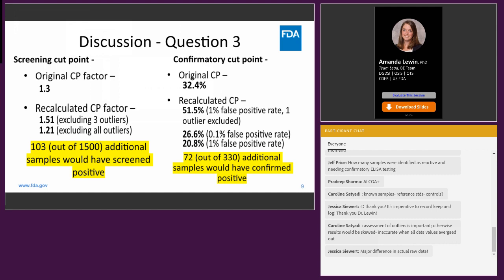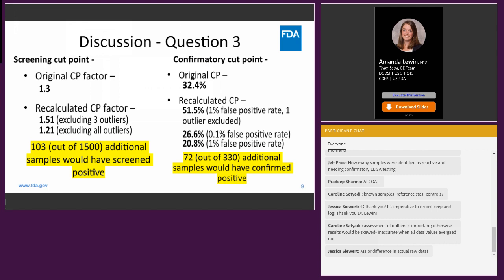On the other side, if your cut point's too low, there is also a possibility to recalculate the cut point correctly, and you can eliminate some of those false positives. So I think it just highlights the point that you really want to make sure that your cut point is established properly before moving into sample analysis.